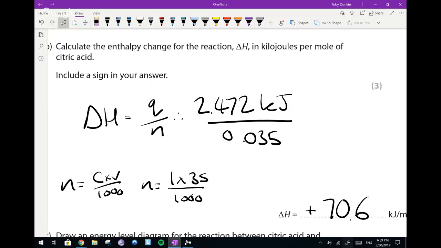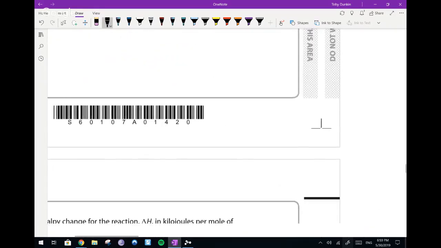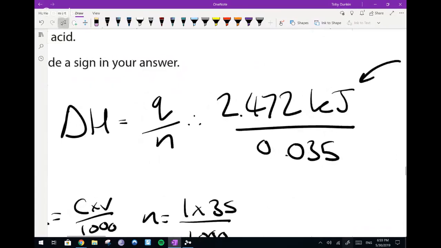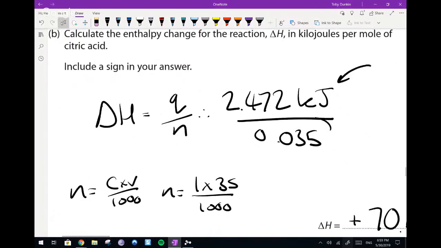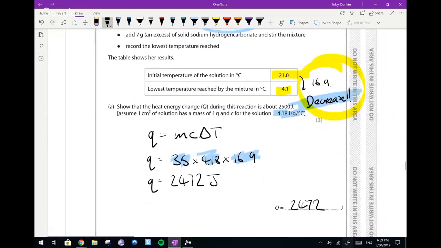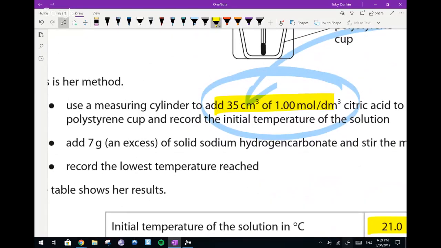Well, there's my equation, and the first thing I needed to do was change my joules in the previous question into kilojoules. I've divided it by 1,000, so I have 2.472 kilojoules. Now, where did I get my moles from? My moles come from, there we go. Right, number one, it tells you 7 grams of excess sodium carbonate.